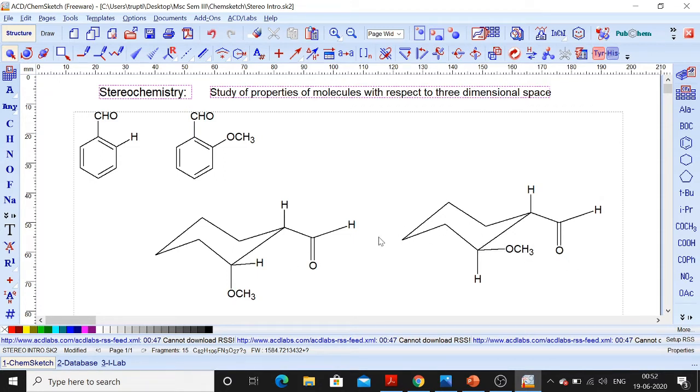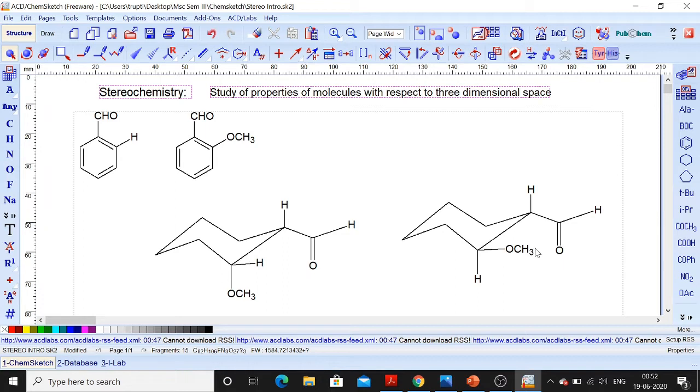Now, if I compare these two molecules, they have the same functional groups. But they will show a difference in reactivity because of the methoxy group being at the axial position or at the equatorial position. So here, there is no electronic difference. Rather, there is a difference in the arrangement of atoms or groups in three-dimensional space. The equatorial position is more crowded compared to the axial position. That's why these two structures show different reactivity.